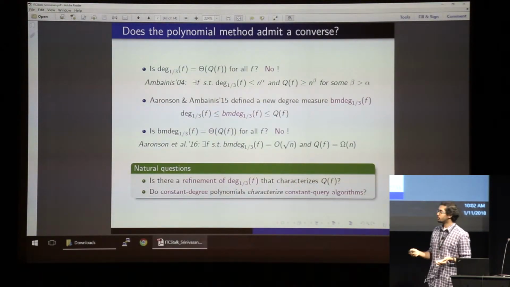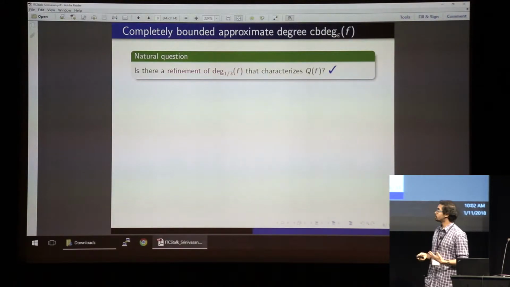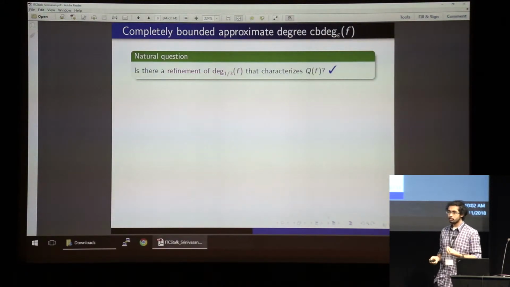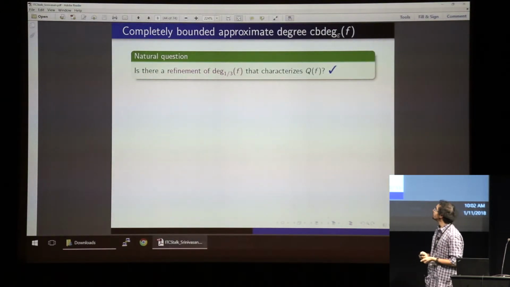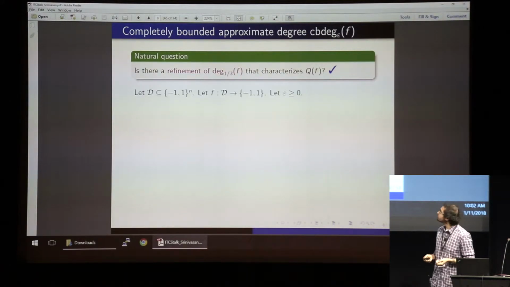And the first contribution in this paper is we give a positive answer to the first question. We give a new degree measure that characterizes quantum query complexity. And we call it the completely bounded approximate degree. So let me define this measure first.